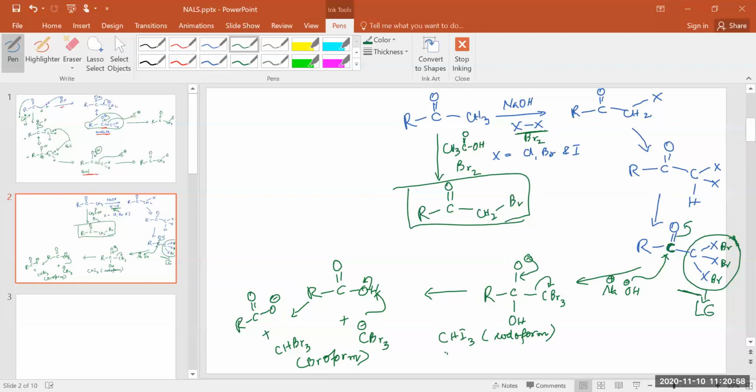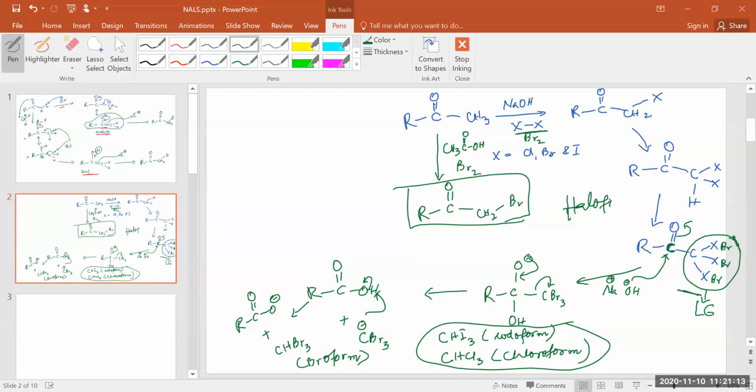If you take chlorine, it will be CHCl3. This is called chloroform. Okay. In general, these are the halogens. So in general, this reaction is called the haloform reaction.